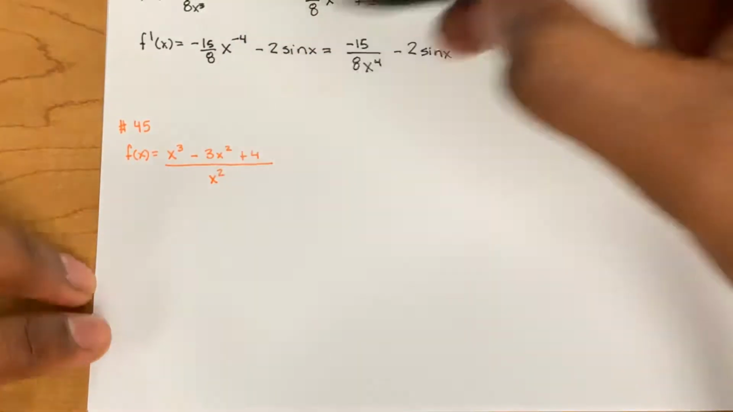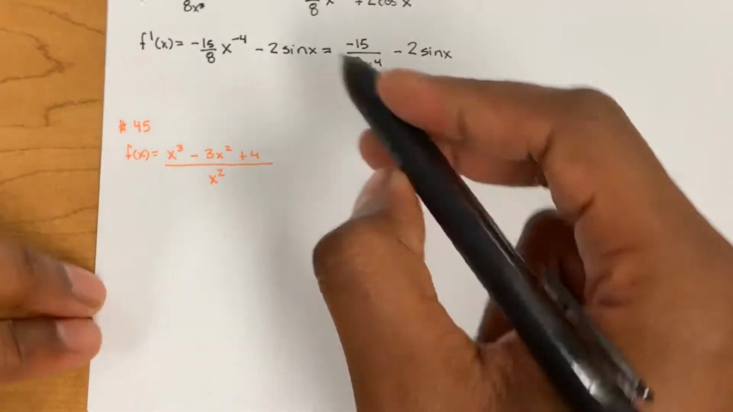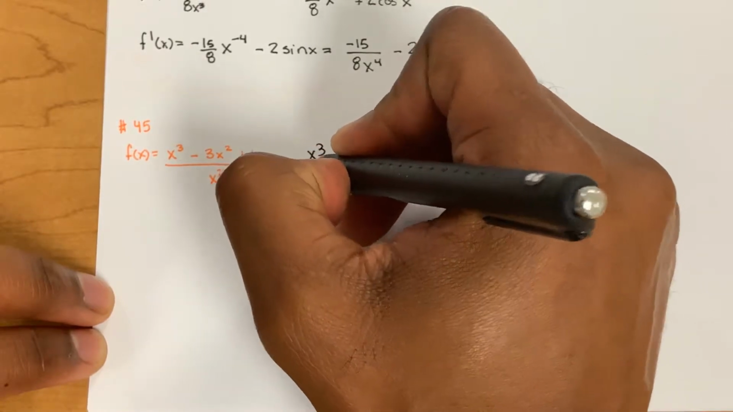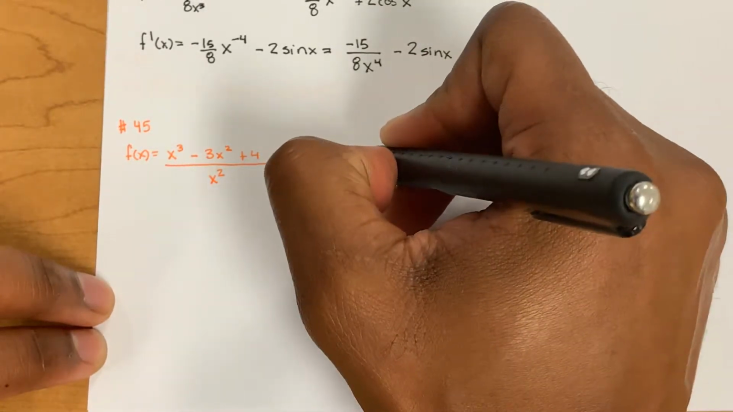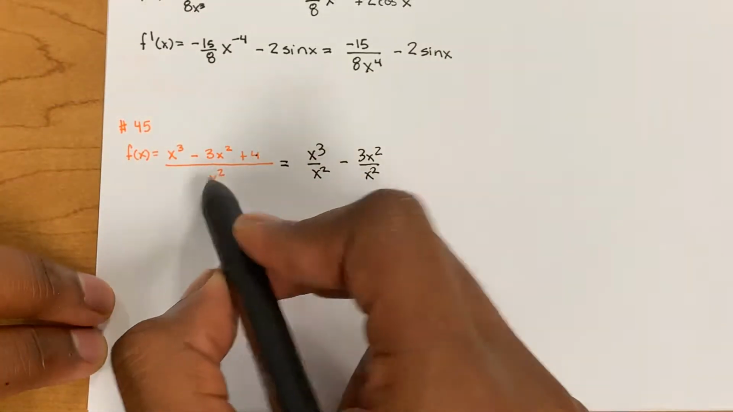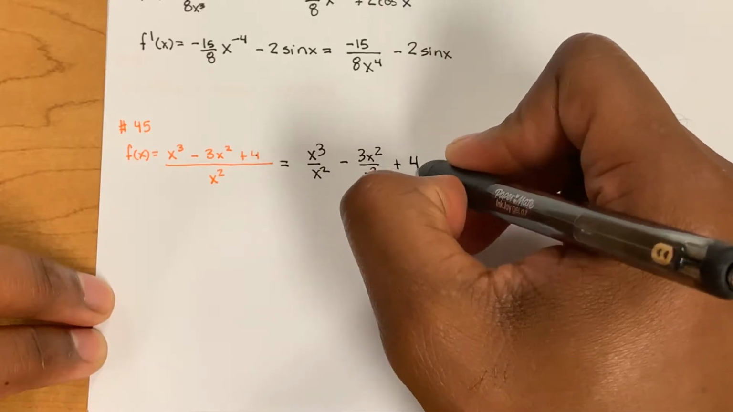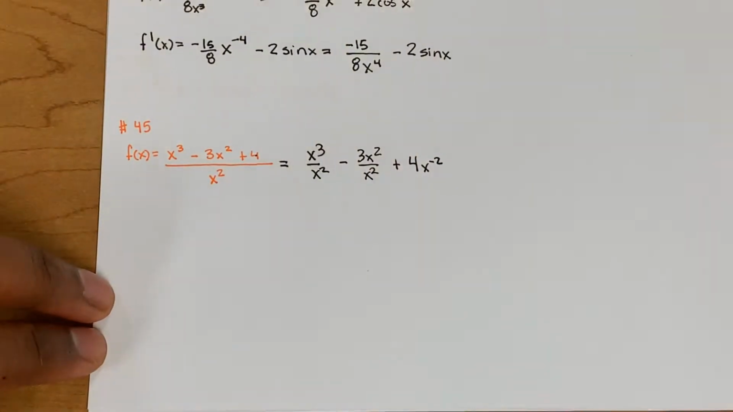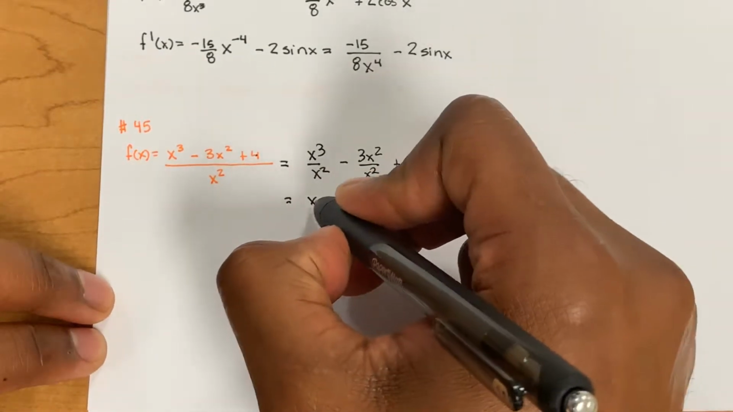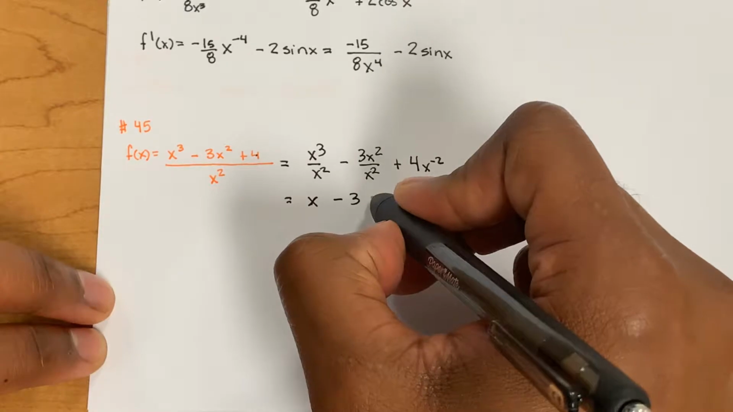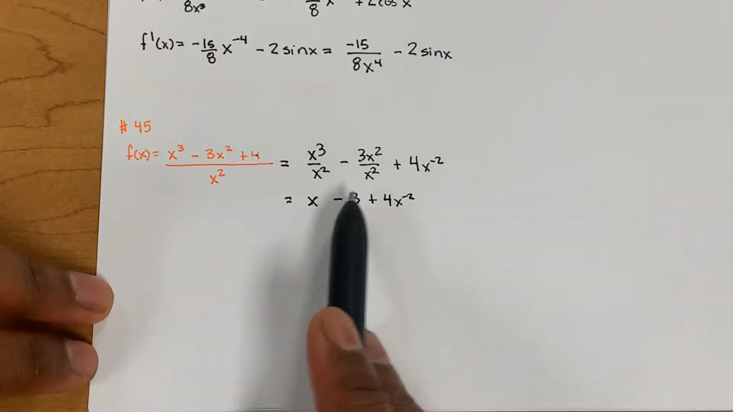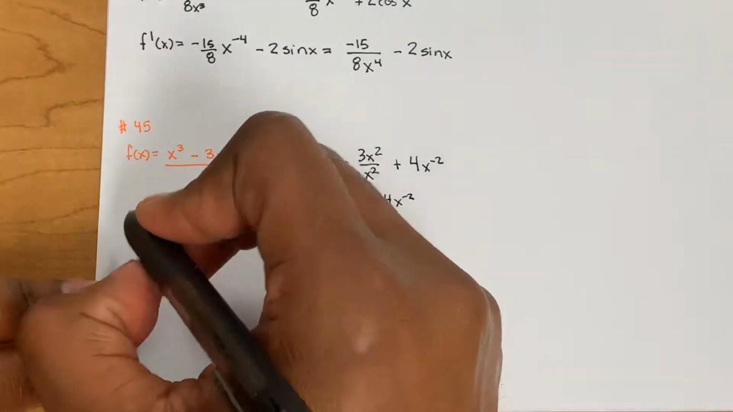contains a single term. So instead of doing the quotient rule, we can rewrite this where we have x cubed over x squared minus 3x squared over x squared. And since we're just going to have 4 over x squared, we'll make that 4x to the negative 2 power. So this obviously simplifies to x minus 3 plus 4x to the negative 2. And again, this is still a rewrite step. We've not found the derivative.